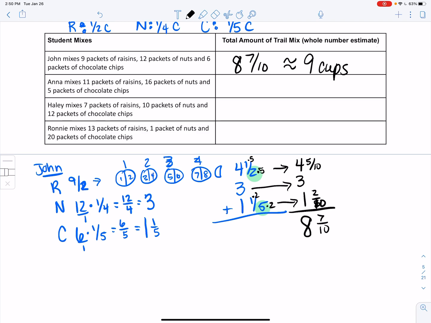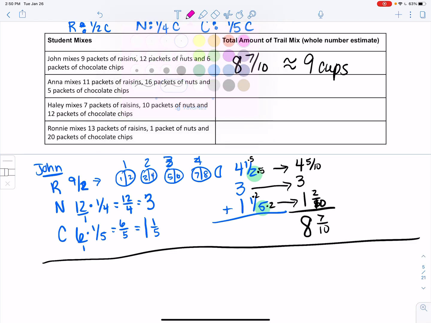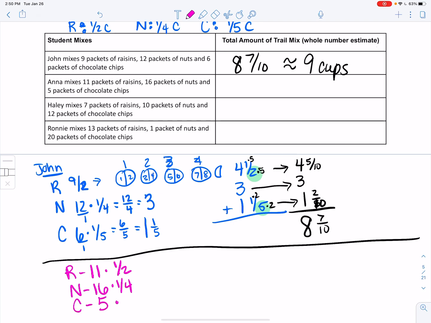So let's look at Anna while we can. We'll make Anna be bright pink. She has 11 packets of raisins. I'm going to go back to multiplication now. So she has 11 packets at 1/2 each. She has 16 packets of nuts at 1/4 each. And then she has 5 packets of chocolate chips at 1/5 each.